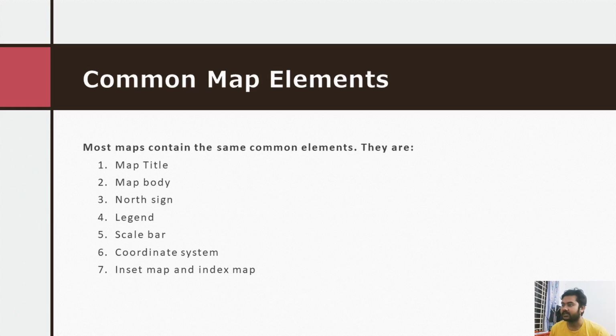Let's learn about the elements of a map. Most maps contain the same common elements. They are map title, map body, north sign, legend, scale bar, coordinate system, inset map, and index map. Now let's learn about them in a bit of detail.